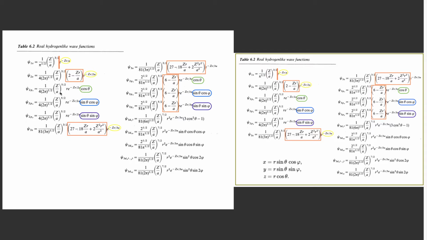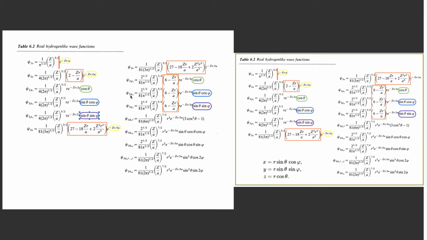What you'll notice, though, is that there are no radial nodes, right? There's no polynomial function. There's a numerical piece, and then there's this exponential piece, but there's no polynomial function in the 2p, because the total number of nodes is always equal to n minus 1, which for n equals 2 is one node, and there's an angular node here, right? The number of angular nodes is always equal to the azimuthal quantum number. So for l equals 1, a p orbital, there's one angular node.